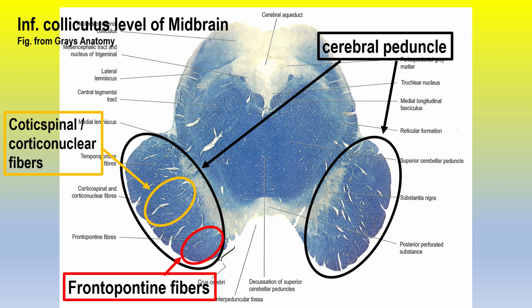Within the cerebral peduncle, these fibers exhibit a functional arrangement. Fibers from the frontal lobe occupy the medial aspect, while those from the parietal, occipital, and temporal lobes occupy the lateral aspect.